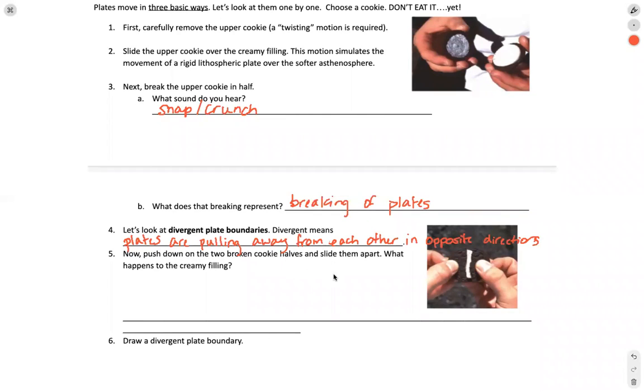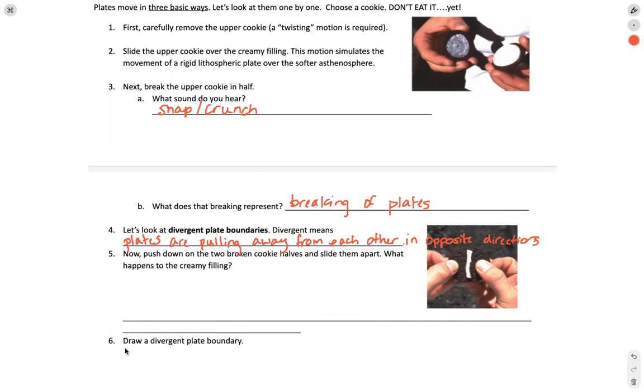And then for 5, it's asking when she pushed down on the 2 cookie halves and she slid them apart, what happened to that creamy filling? So when she slid apart, you could start to see the cream or the magma, and it formed almost like a little mountain ridge in there. So explain that to me on number 5. When she pulled them apart, what happened to the creamy filling?